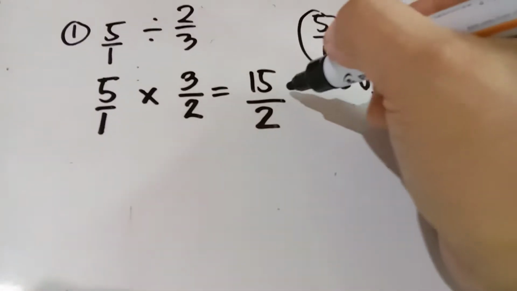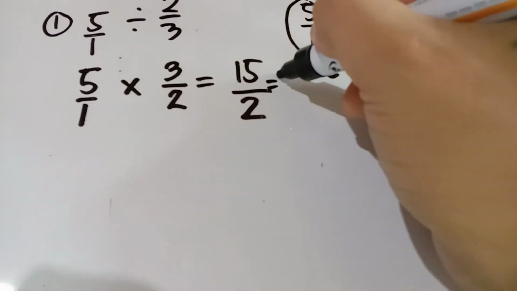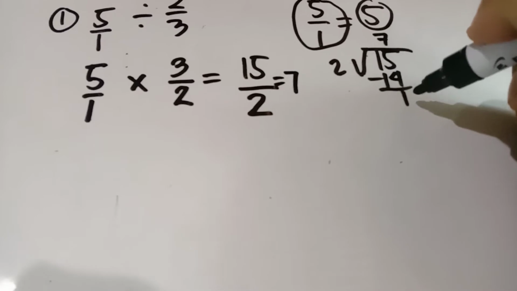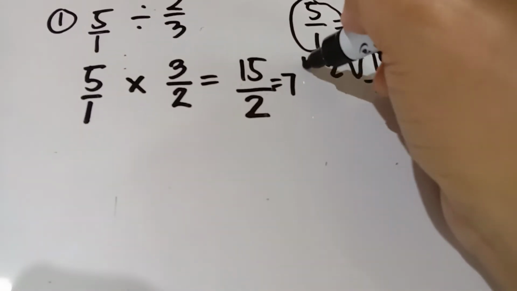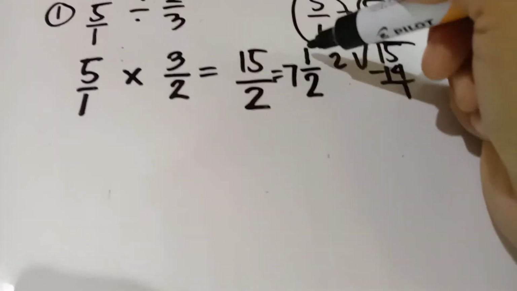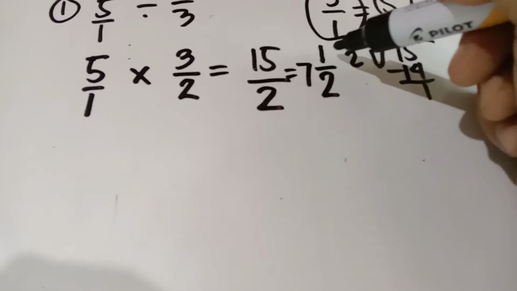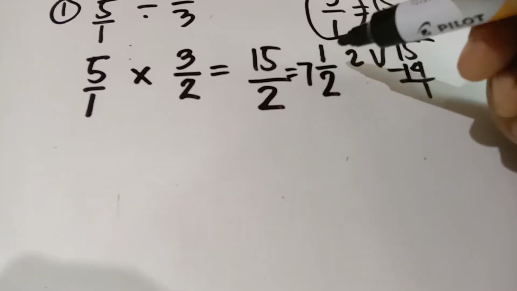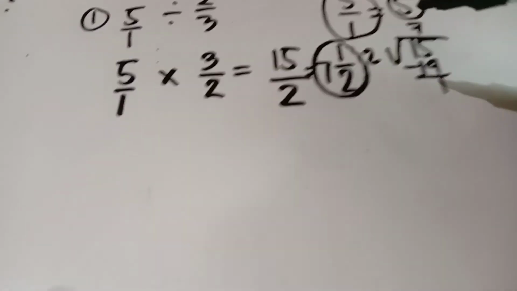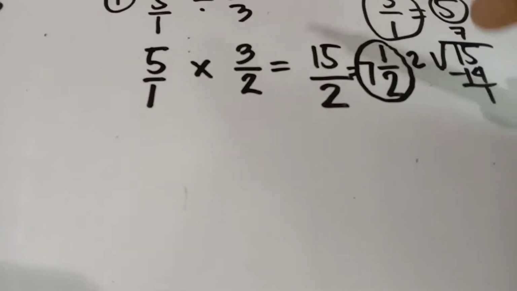Okay, so the answer, yung 7 na yan, yung quotient na 7, magiging whole number. While the remainder 1, this is the remainder, magiging numerator, and simply copy the denominator. Okay, double check the fraction 1/2. 1/2 is already in lowest term. So therefore 7 and 1/2 is the answer. That's the quotient of 5 over 1 and 2/3.